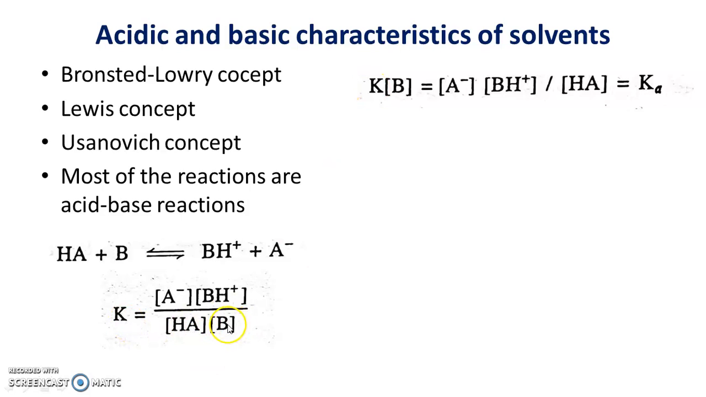K, this concentration of B, it will shift to the left side. So K into concentration of B equals concentration of A- into concentration of BH+ upon concentration of HA. And this term is nothing but the dissociation constant or equilibrium constant of acid HA, and it is nothing but K into concentration of B. It means if a solvent is present in large excess, its molar concentration does not change, and therefore value of K will be constant, and it is called proton dissociation constant of an acid HA.